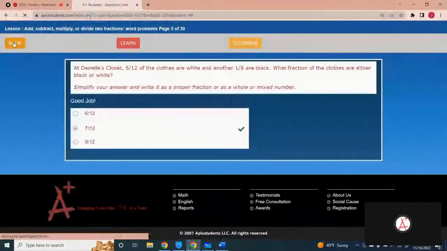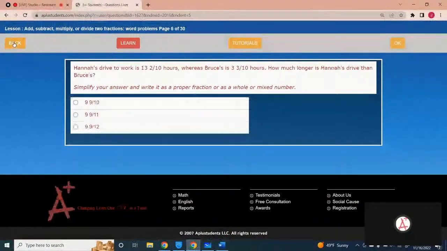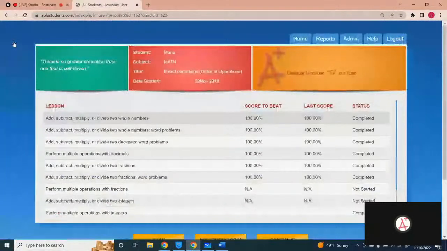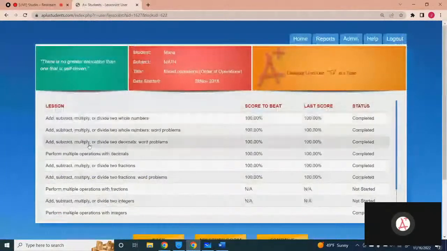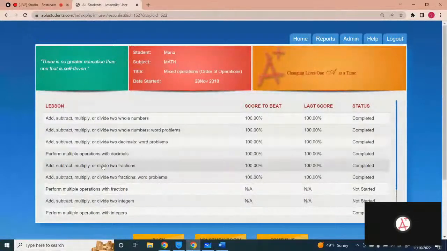Okay, you can complete the test by yourself later today. If you need more help with any of the topics, you can contact any tutor on Skype. Got it? So we have covered 4 topics today. Starting from here: add and subtract, multiply or divide two decimals word problems. Then we performed multiple operations with decimals. Then we did add, subtract, multiply two fractions, and add, subtract, multiply or divide two fractions word problems. So we have covered 4 topics today. Please make sure before the next session you complete all the test questions for the session we did today. Got it? If you need more help, you can contact any tutor on Skype.